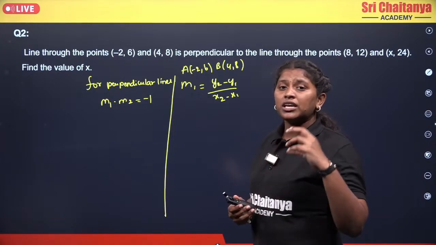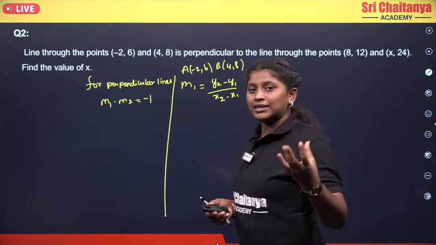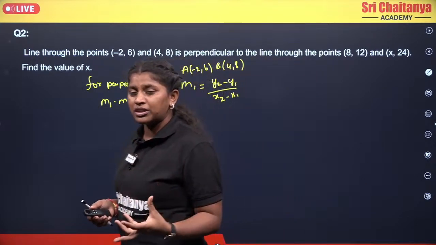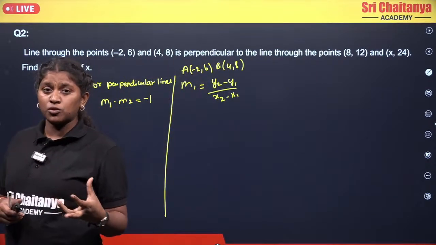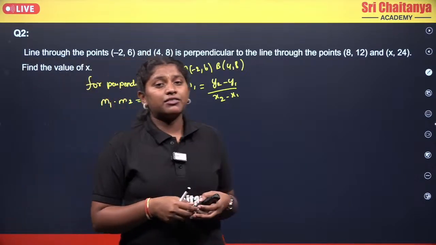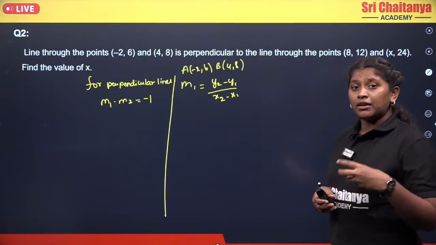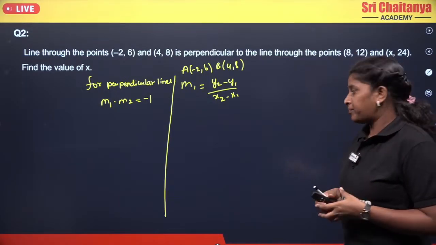That depends upon the equation you are having. If they gave it in the form of angles, then you can get the value of the slope by using m equals tan theta. And if they are giving it in the form of ax plus by plus c, then we can take m equals minus a by b. Okay.